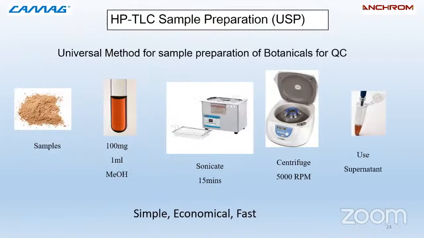Now, United States Pharmacopoeia has made its sample preparation very easy. If you are dealing with herbal sample, take 100 milligram of the powdered sample, dissolve it in 1 ml methanol, sonicate it for 15 minutes, centrifuge it at 5000 RPM for 10 minutes, and you can use the supernatant directly for application. It has made sample preparation very easy and economical. There is no need to go for solvent extraction or oxalate extraction, which takes a lot of time and uses a lot of solvent.